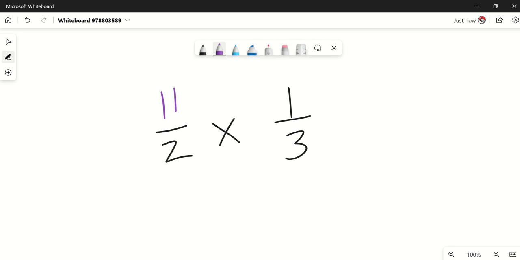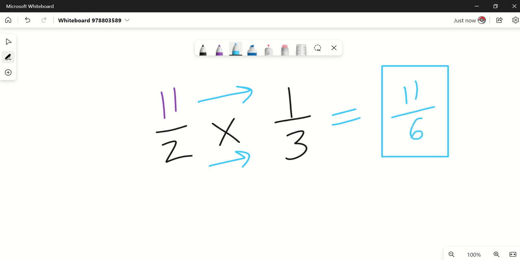Cross simplification check. 11 and 3 have nothing in common. Not going to happen there. And the other number is a 1, so it's not going to be simplified anymore. It doesn't matter what the other number is. It's a 2, so it doesn't matter. Multiply straight across. 11 times 1 will be 11, and 2 times 3 will be 6.